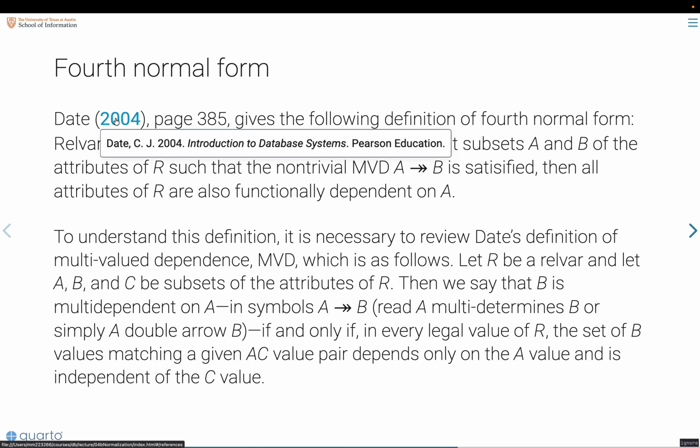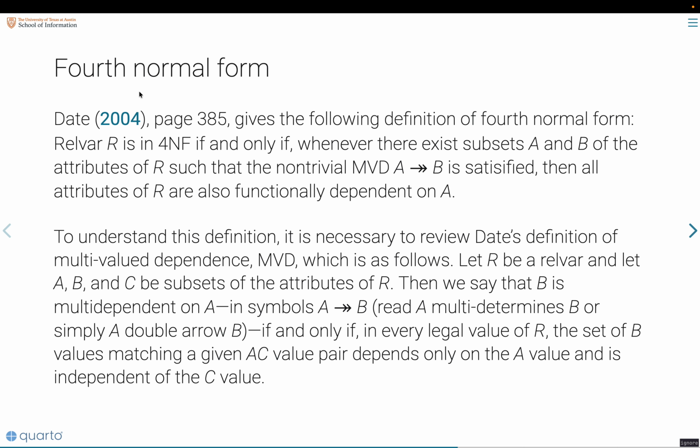So Christopher J. Date, in his Introduction to Database Systems, which has many editions, is the most prolific writer on relational databases. Any of his books are interesting, but many of them are kind of like versions of each other. Anyway, this one, the Introduction to Database Systems, is kind of the main reference work, and he gives this definition of fourth normal form.